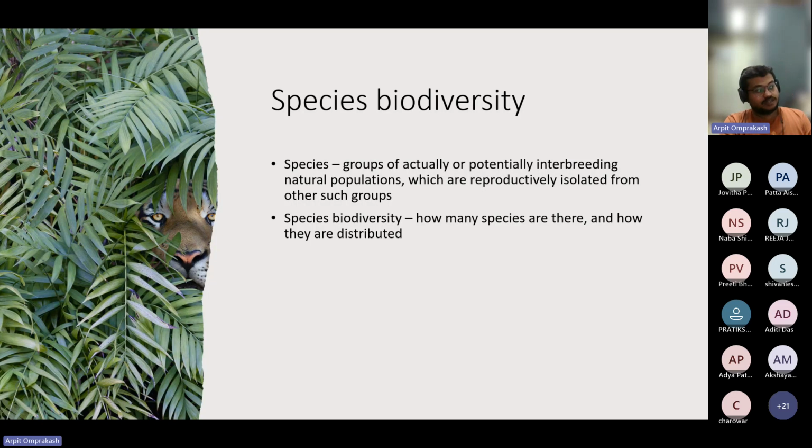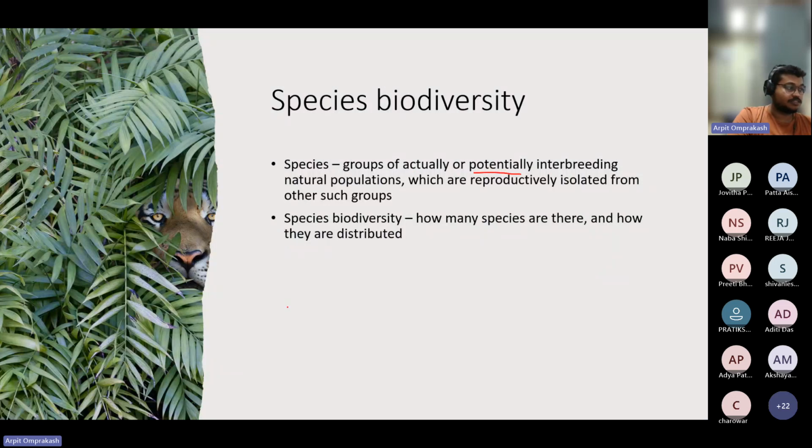So what is species biodiversity? First of all, what is species? A species is basically a group of actually or potentially interbreeding natural populations which are reproductively isolated from other such groups. So again, what is actually or potentially interbreeding?